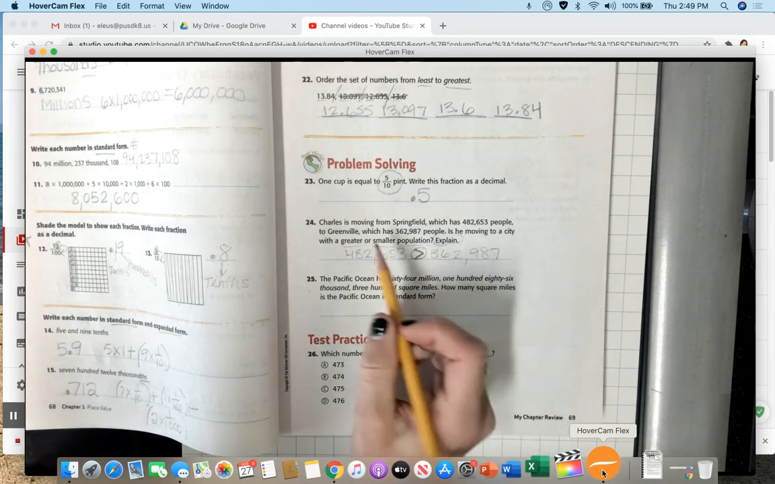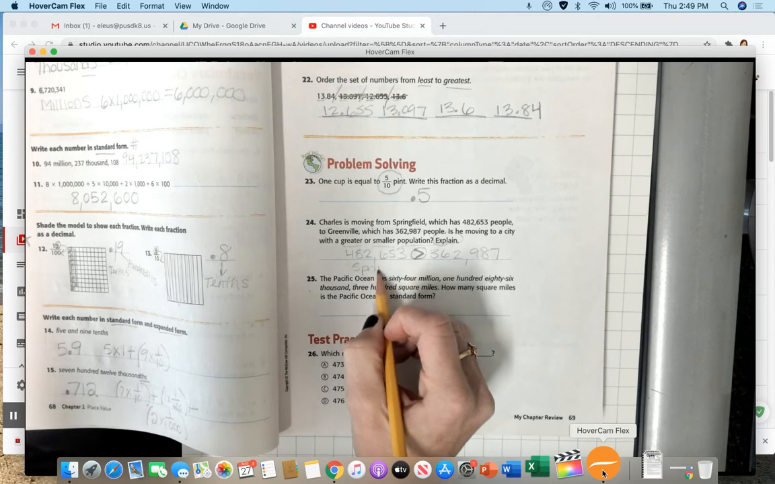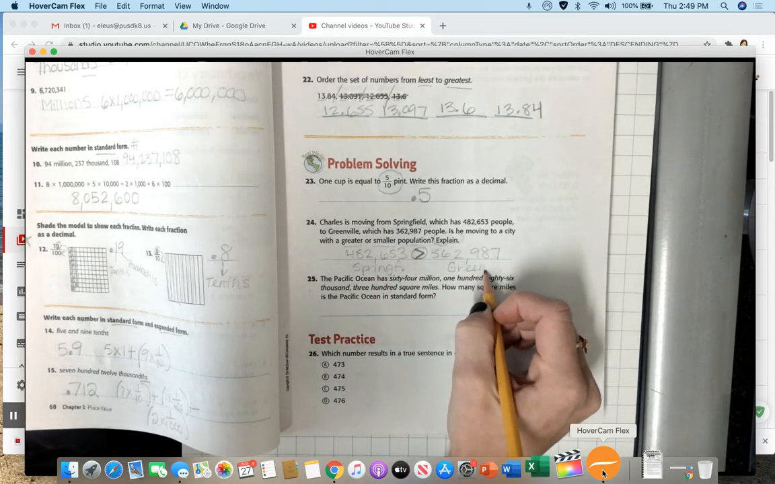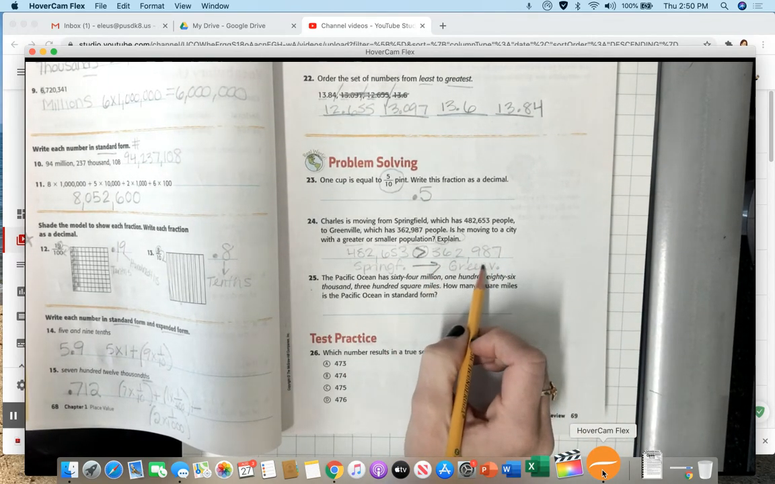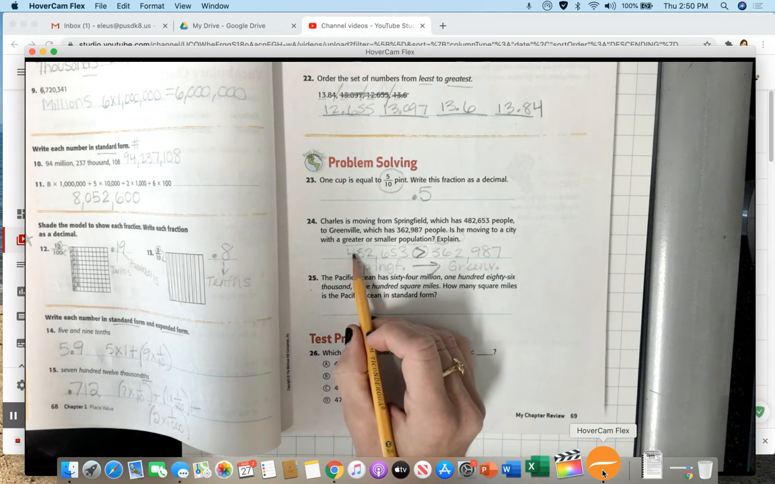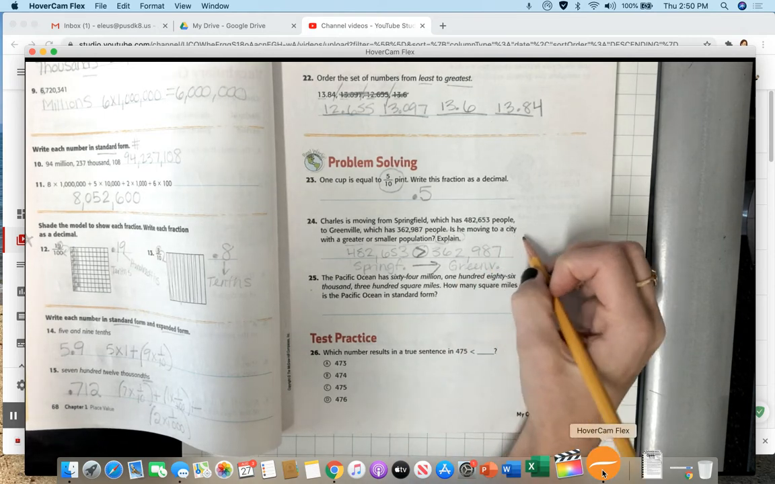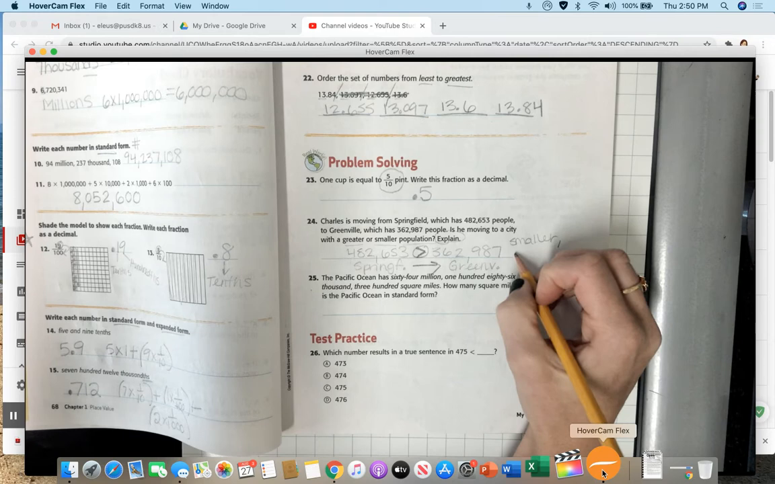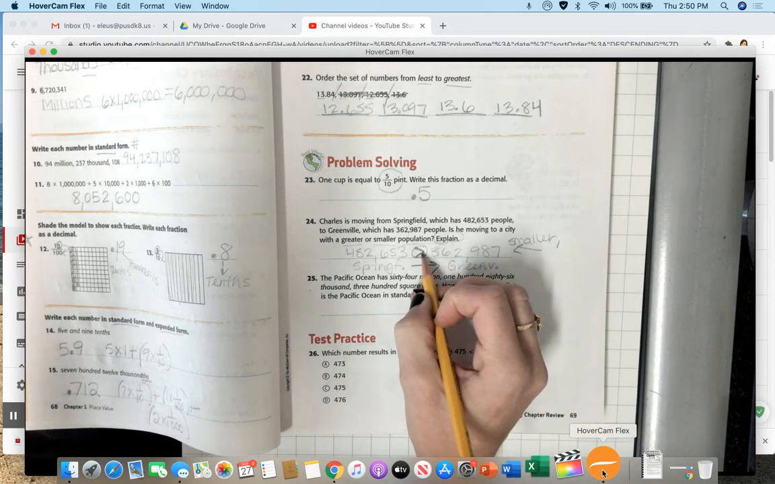Now he's moving from Springfield, so this is Springfield, and this is Greenville. He's moving to Greenville. So is he moving to a city that's smaller or bigger? Notice that this one was bigger. So he's moving to something that has a smaller population. So the answer is smaller. And the reason is that right here, I showed that this number is smaller than this number.